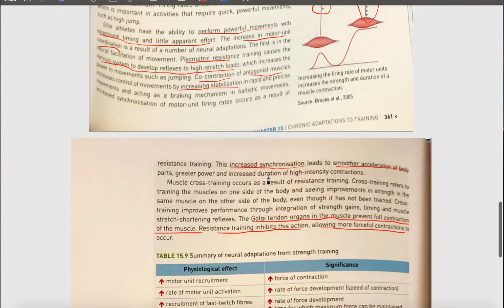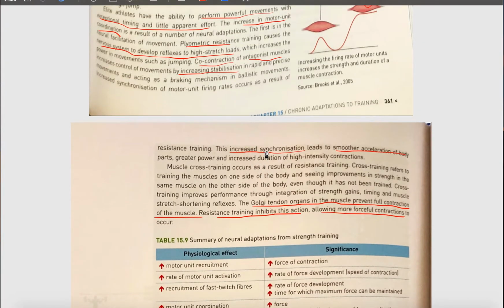So that's what that one's all about there. So the increased synchronization will lead to a smoother acceleration of the body.